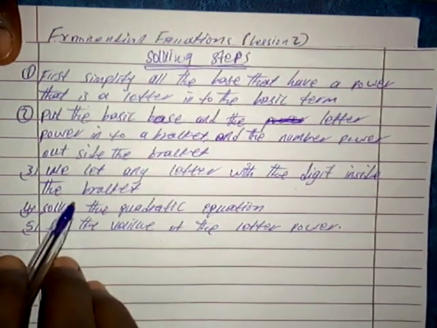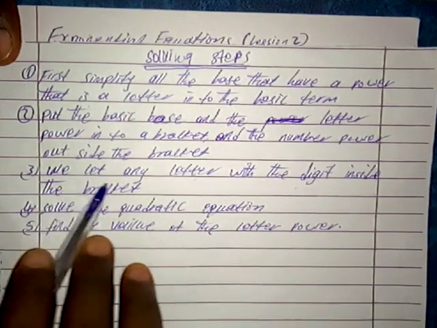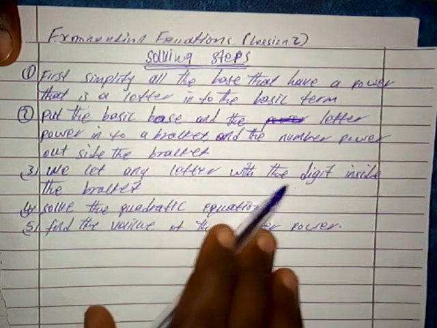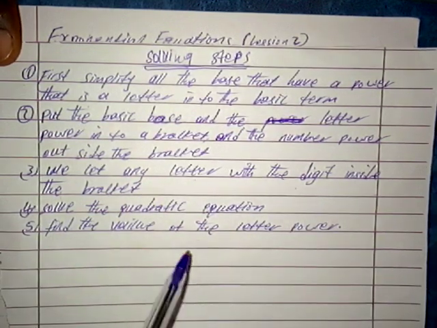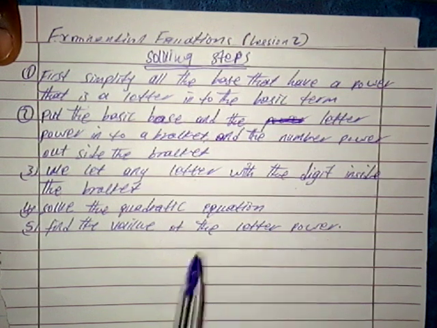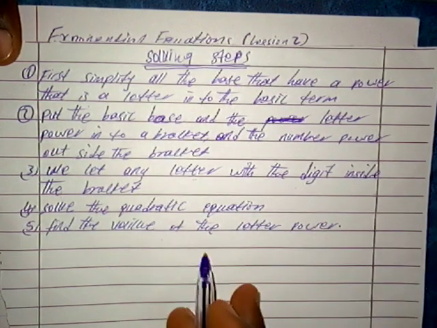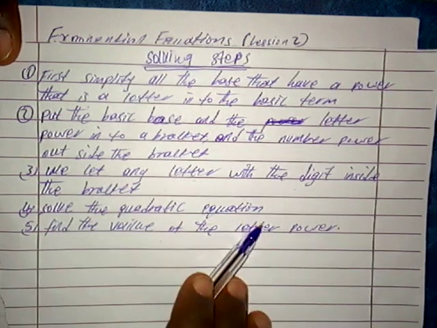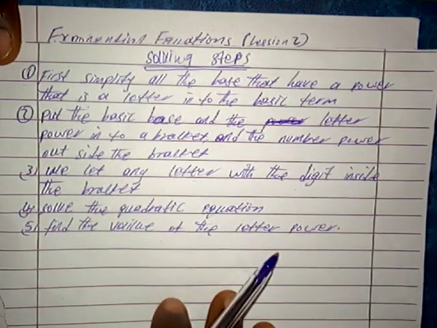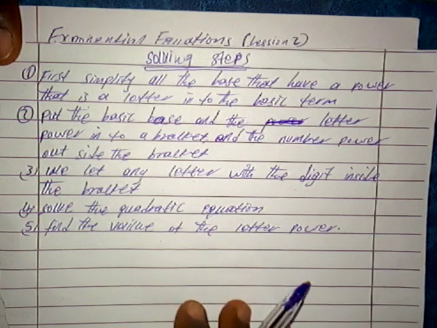That's what it is saying, right? Third, we let any letter stand for the basic term inside the bracket. So the basic term that you have put inside the bracket with a letter, you let it be any letter, right? Fourth says, solve the quadratic equation. At the end of the day, you'll have a quadratic equation, and now you should solve for it, right?